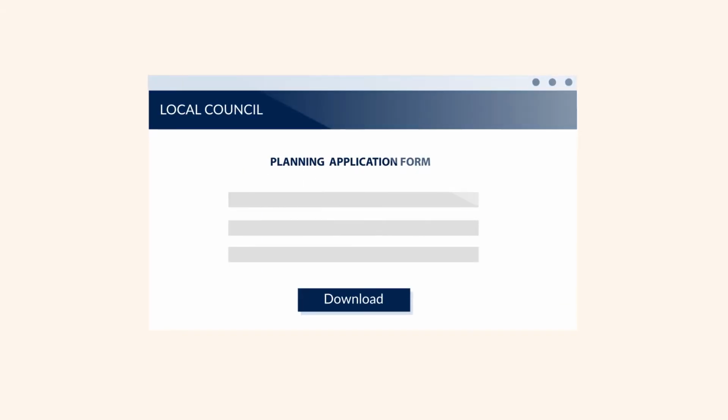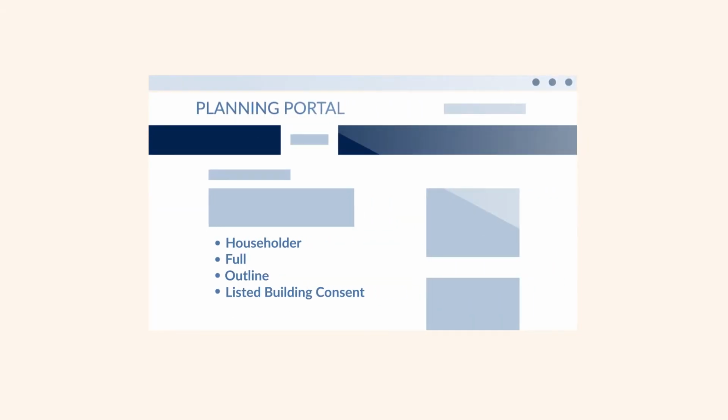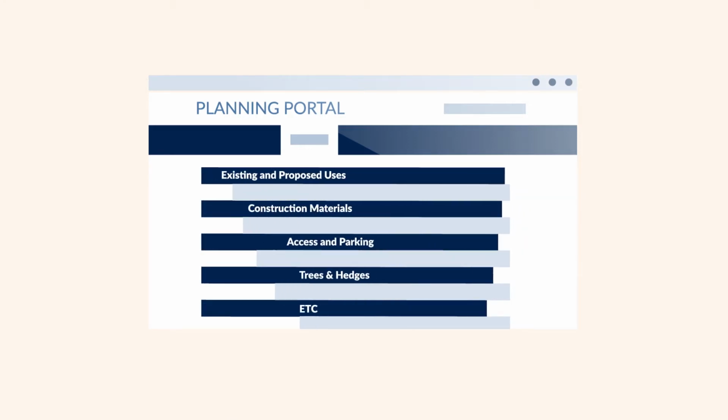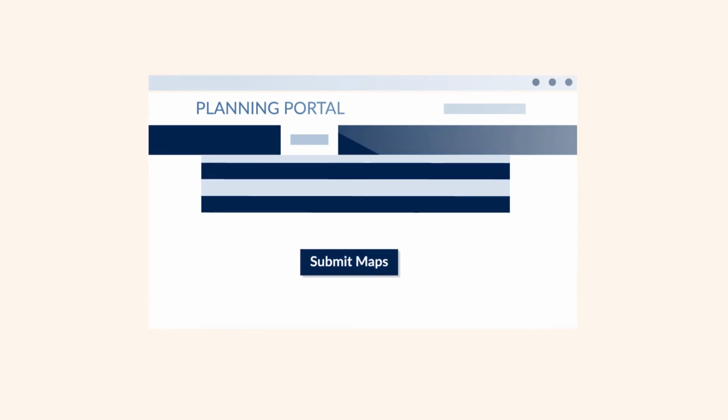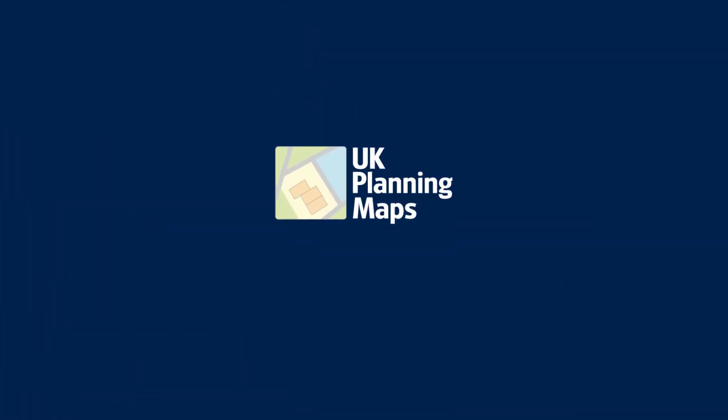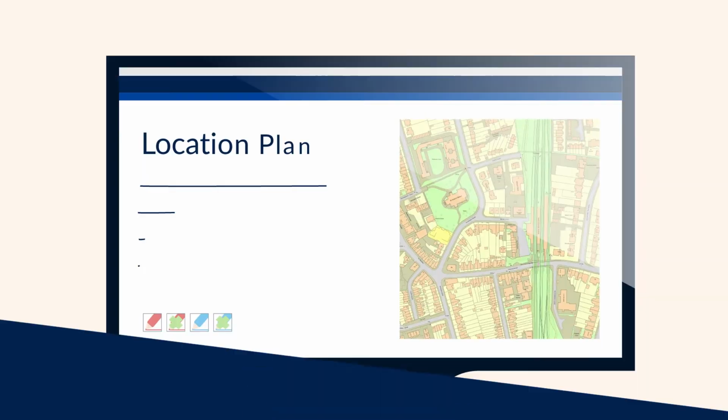Applying for planning permission centres around a form from your local council, which you can either download from their website or fill in electronically via the planning portal. Just make sure you choose the right form for your particular application. You'll be asked to provide a range of information about the site, and you'll also need to submit maps. These can be downloaded from ukplanningmaps.com.